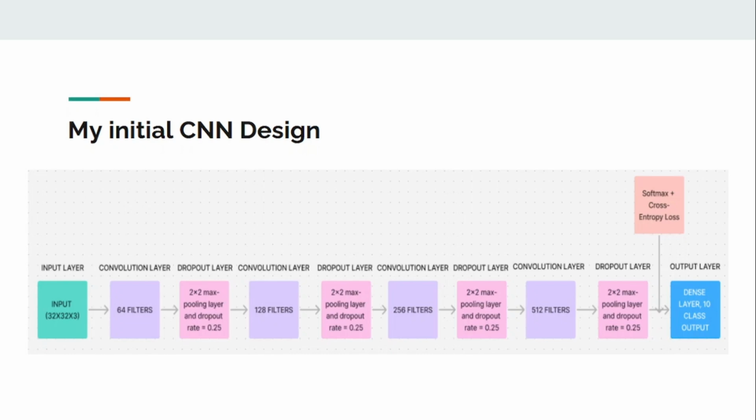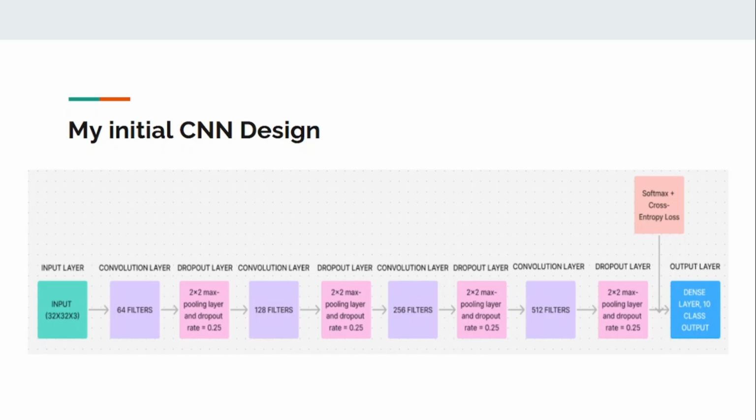Another advantage of dropout is that it acted as an implicit model averaging technique. Since the network effectively trained multiple different architectures during each iteration, the final trained model behaved like an ensemble of several smaller networks, improving stability and predictive reliability.